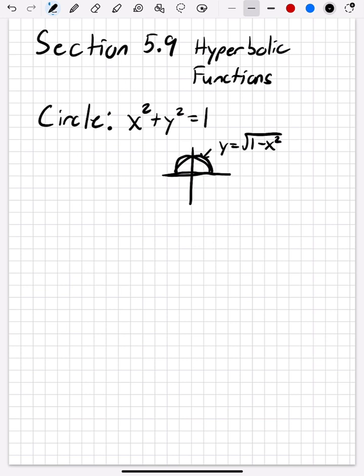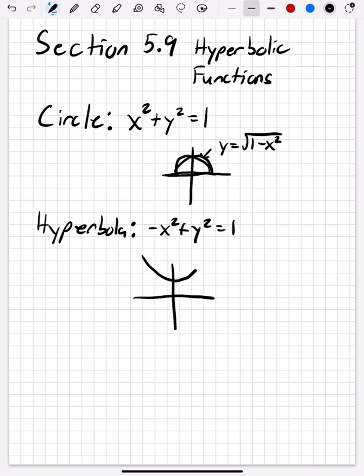All right. Well, then a hyperbola, whatever way you want to say it, would have an equation something like this: negative x squared plus y squared equals 1. And it would look more along the lines of this kind of thing. Okay. All right. And that line would be represented by y is equal to the square root of 1 plus x squared. And if you plug it into your graphing calculator, you would see that.